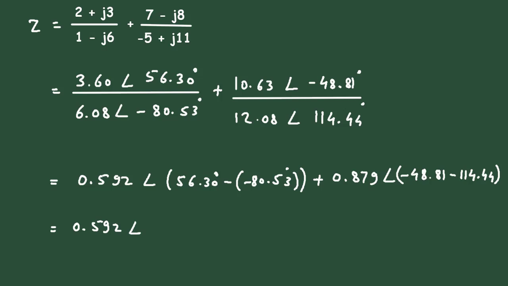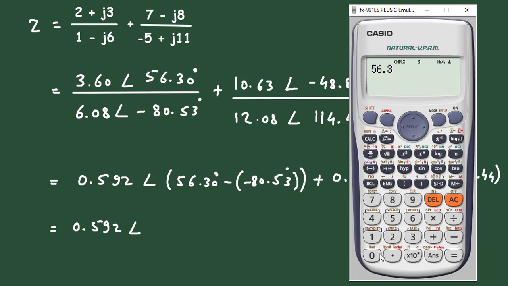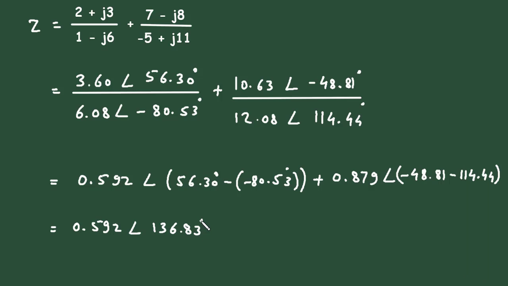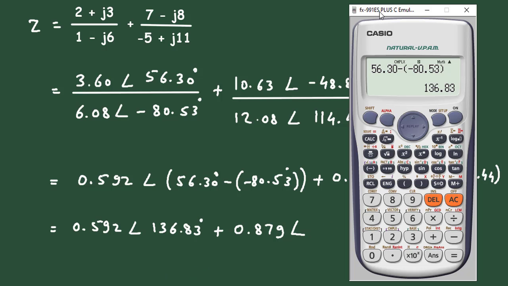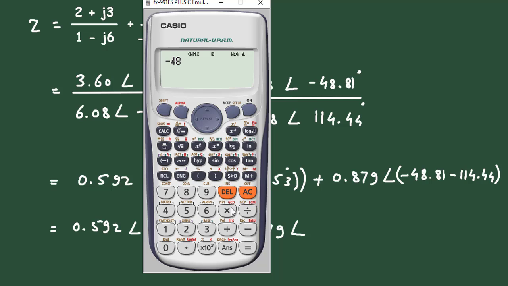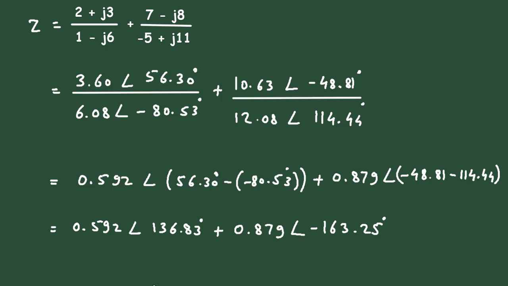0.592 at an angle 56.30 minus 80.53. So 56.30 minus 80.53 is 136.83 degree, plus 0.879 at an angle minus 48.81 minus 114.44. So this is minus 163.25 degree.